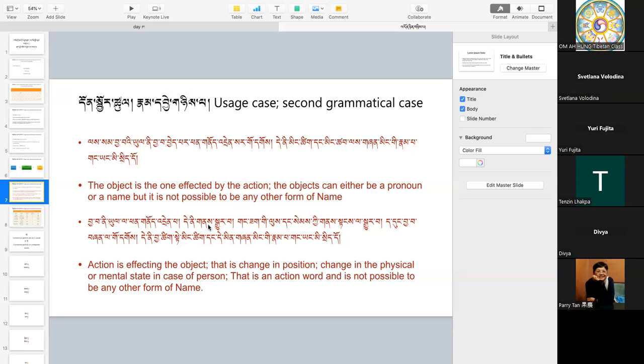So one of the effects is change in position. If I had something in the east, I could bring it to the west. If I had something on the top of the table, I can bring it to the bottom of the table. So this is change in position. It has to do with both animate and inanimate objects. Then the other change or effect would be the change in the physical and mental state in case of a person, but it means more than just a person, it means something that is sentient, something that can have feelings, something that can have a change in both physical and mental state.